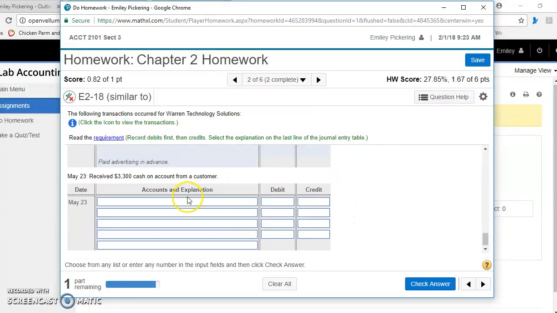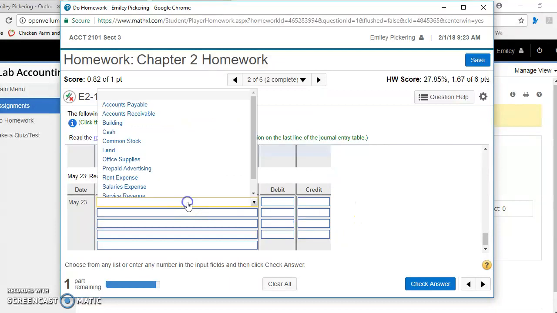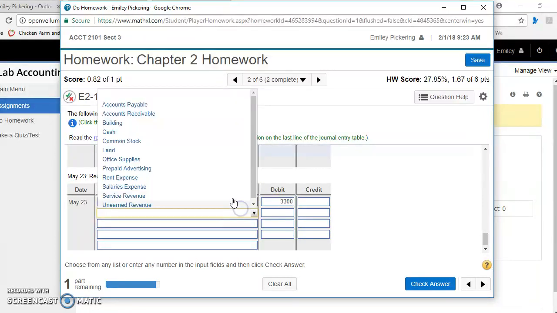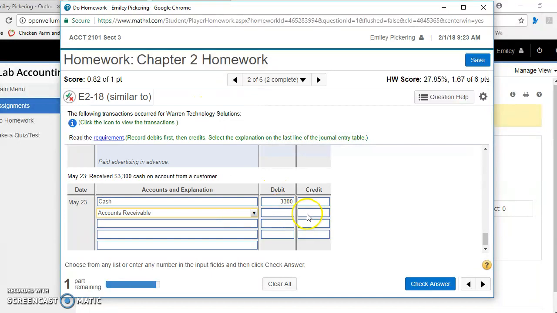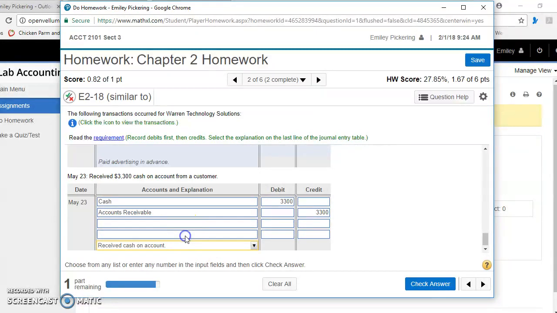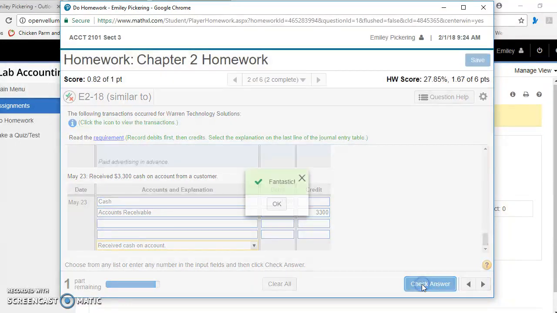All right, received $3,300 in cash on account from a customer. So I know my cash went up $3,300, and my accounts receivable is going to be going down because they don't owe that to me anymore. So I need to get rid of that. And I'm going to say received cash on account.